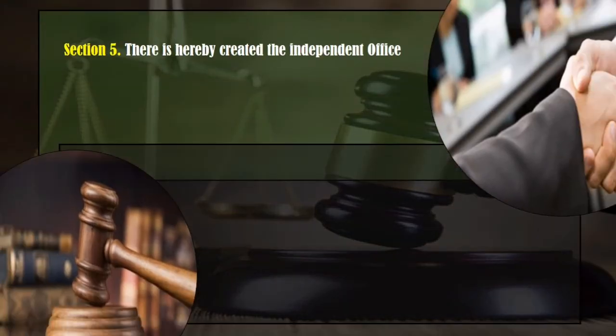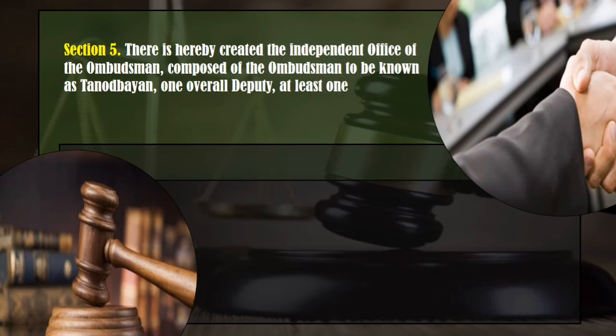The next, Section 5, provides that there is hereby created the independent Office of the Ombudsman, composed of the Ombudsman to be known as the Tanod Bayan, one overall deputy, at least one deputy each for Luzon, Visayas, and Mindanao, and a separate deputy for the military establishment may likewise be appointed.